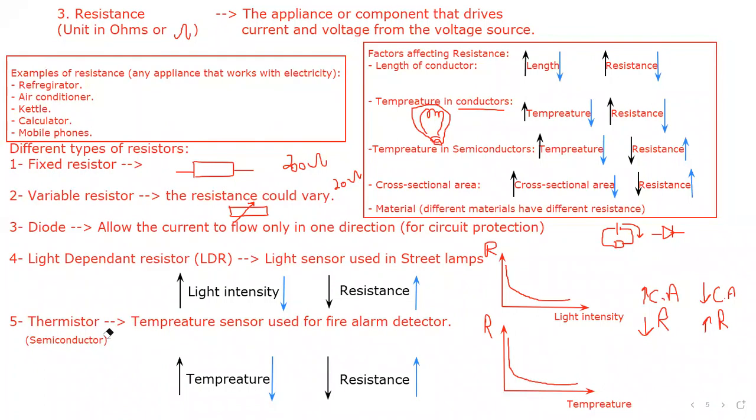Then the thermistor. The thermistor is like a temperature sensor used in a fire alarm detector. This is a semiconductor. So as you can see, whenever the temperature increases, what will happen to the resistance? The resistance will decrease. And whenever the temperature decreases, the resistance will increase. So when the temperature increases, the resistance will decrease, and so the fire alarm will turn on. Why? Because the temperature increases. It means that there is a fire inside the room or inside the kitchen or inside the place that we have the thermistor in. So that's what will happen inside the thermistor.